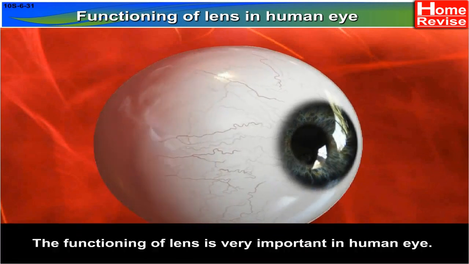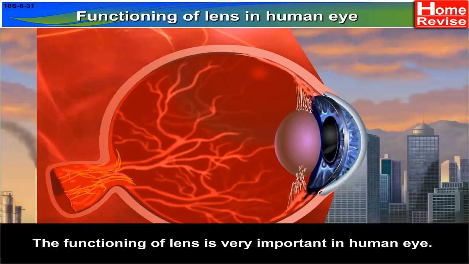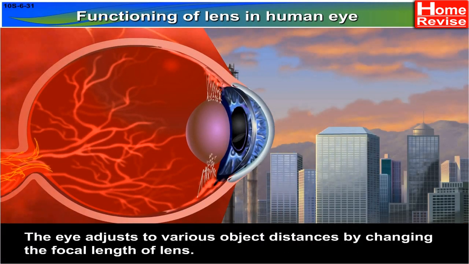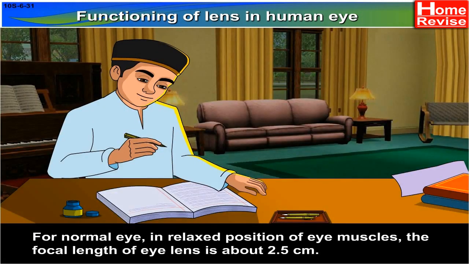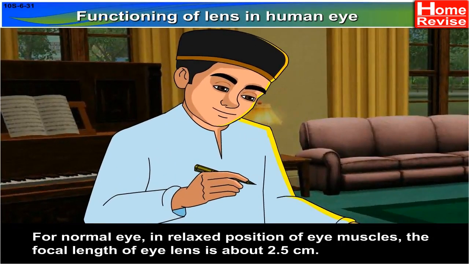The functioning of lens in human eye. The functioning of lens is very important in human eye. The eye adjusts to various object distances by changing the focal length of lens. For normal eye, in relaxed position of eye muscles, the focal length of eye lens is about 2.5 centimeters.